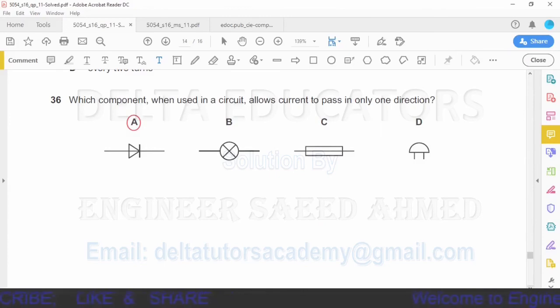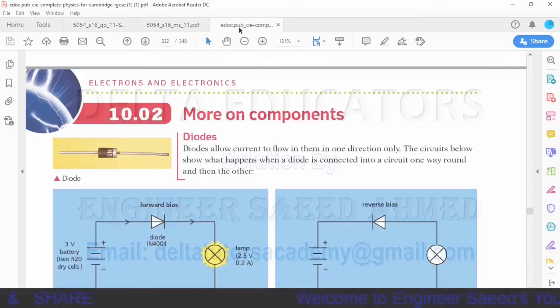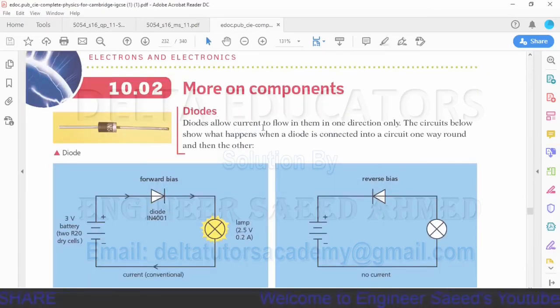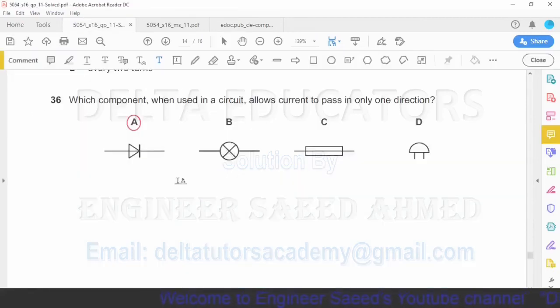Question number 36. Which component when used in a circuit allows current to pass in only one direction? In the topic of electronics, we have studied that a diode is a device that passes the current only in one direction. The symbol of the diode is shown in option A. So option A is the correct one. We have studied that diodes allow current to flow in them in one direction only, and the symbol of the diode is shown here. That is the same as shown in option A. So option A is the correct one.